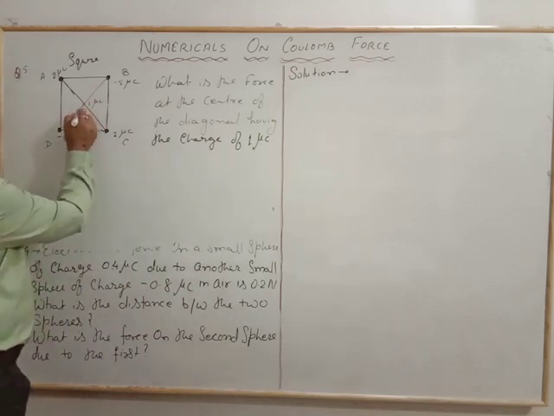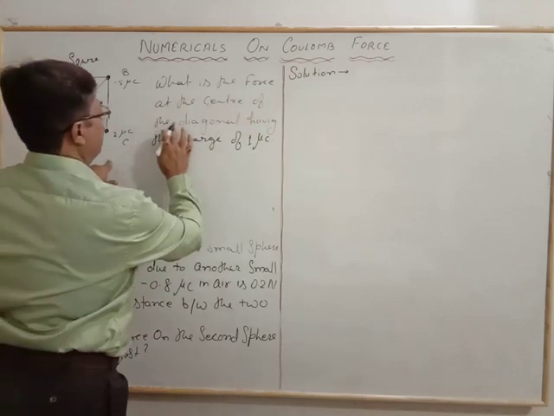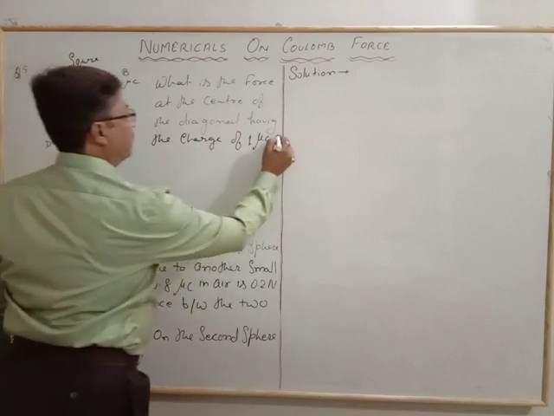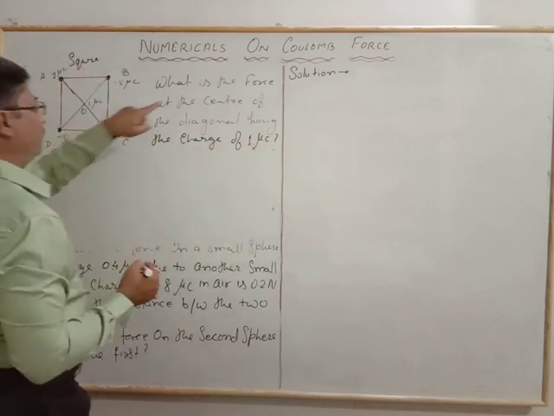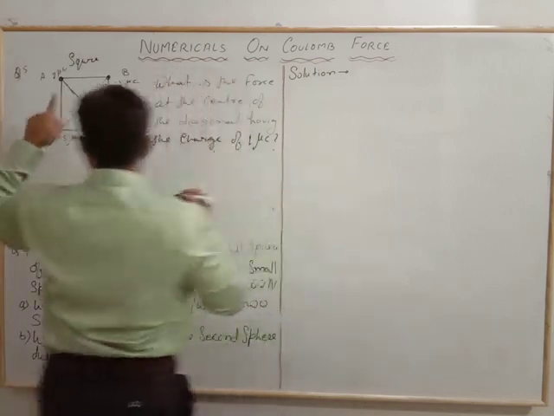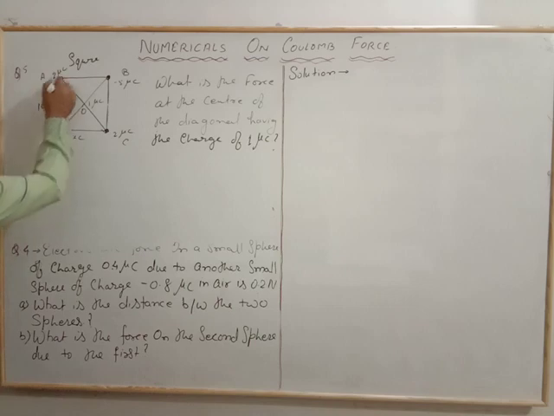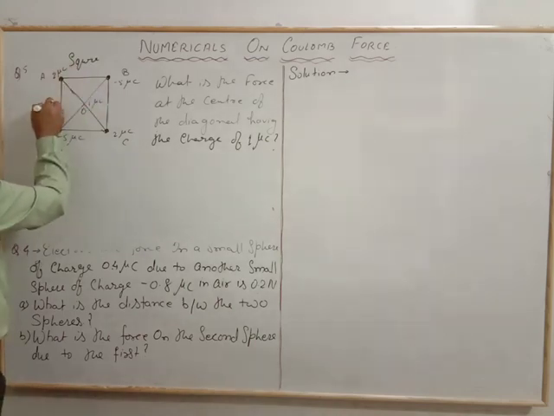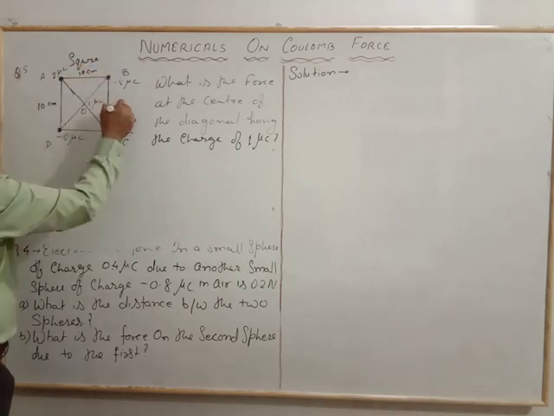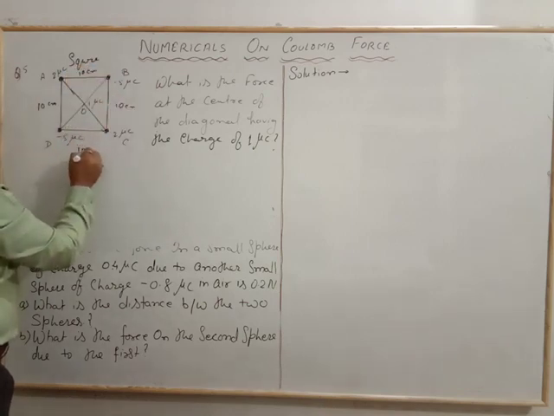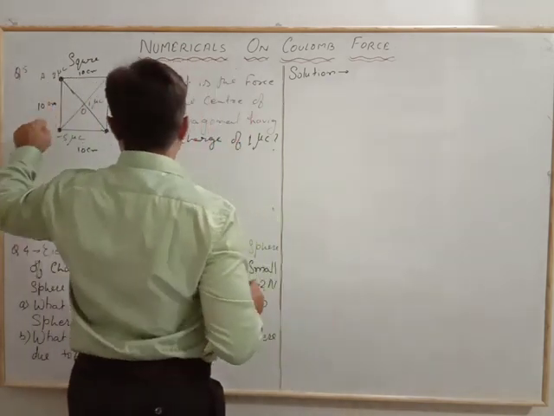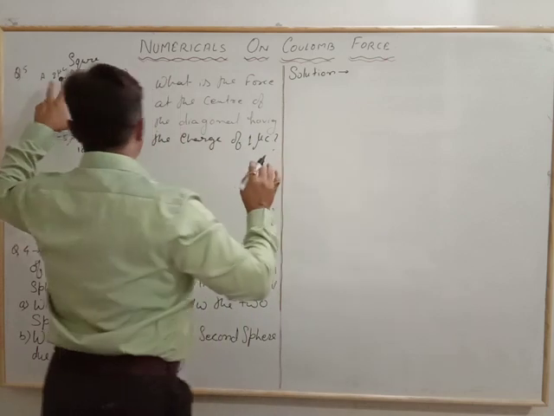What is the force on a charge of 1 microcoulomb at the center of the diagonals? That force we have to calculate at the center. And one more thing is given: each side of the square is 10 centimeter. Here also 10 centimeter, everywhere. The square has a side of 10 centimeter. So we first calculate.